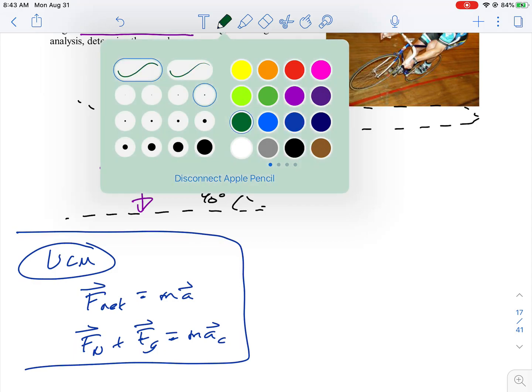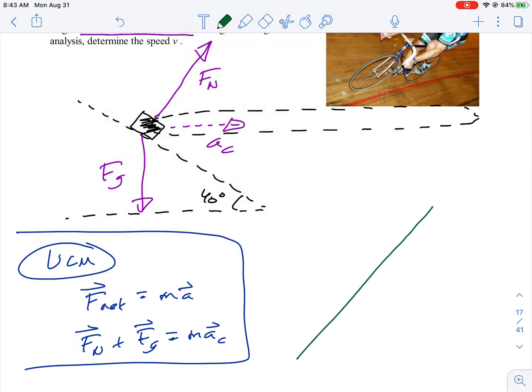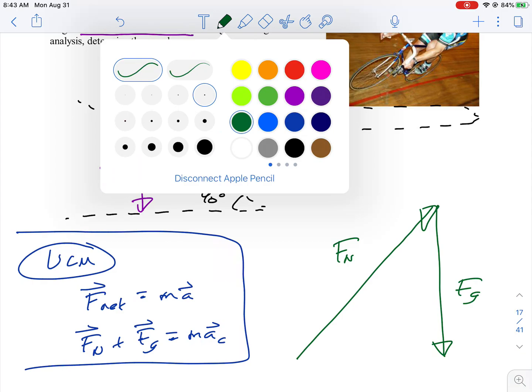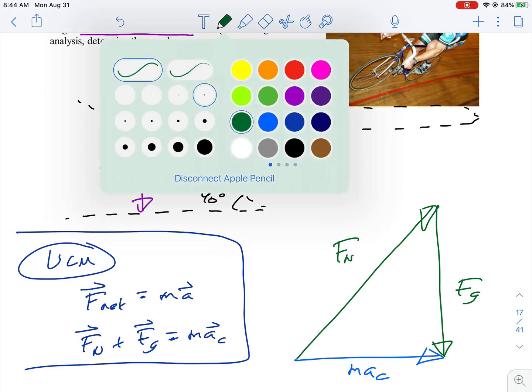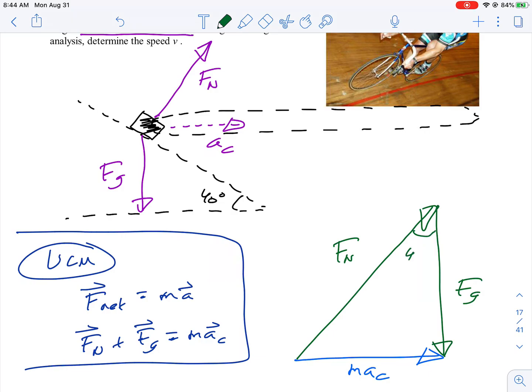So now we can actually draw the vectors. We have Fn. To the tip of that, you add Fg. And then from start to finish, here's your mAC, going towards the right. And remember that 40 degrees is going to go up at the top of that triangle. So here is 40 degrees up at the top. So there's your vector diagram.